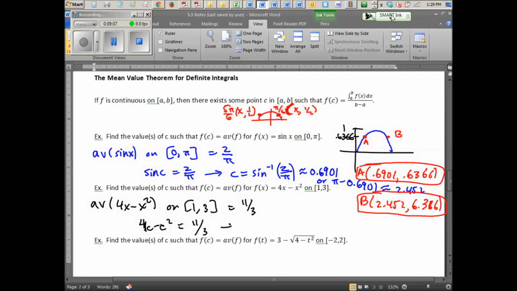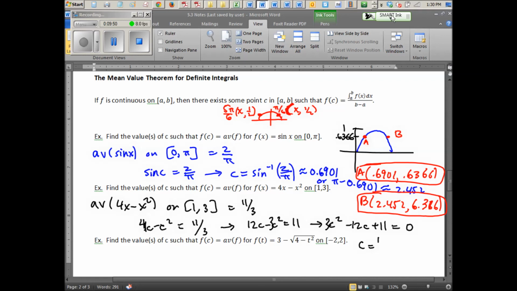So let's multiply by 3. We get 12c minus c squared equals 11. In other words, 3c squared minus 12c plus 11 equals 0. I forgot my tripling there, thank you. I need the quadratic formula, unless I feel like trying to factor it, which I really don't. I don't think it really factors anyway. So let's just get that going. Actually, does it factor? I don't know. Let's just do the quadratic formula.